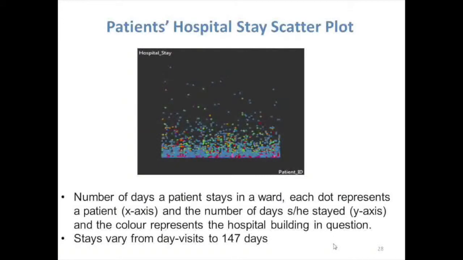Here we're looking at the patient hospital stay. We look at how long each patient stays for each of their admissions. The x-axis is the patient identification, and the y-axis is the length of the stay. You can see again it varies a lot, from 0 days, just an in-and-out day visit, to about 147 days. So there is a wide variation, and the color is also coded with the different hospital buildings, which will show you more information about the length of the stay of the patient.